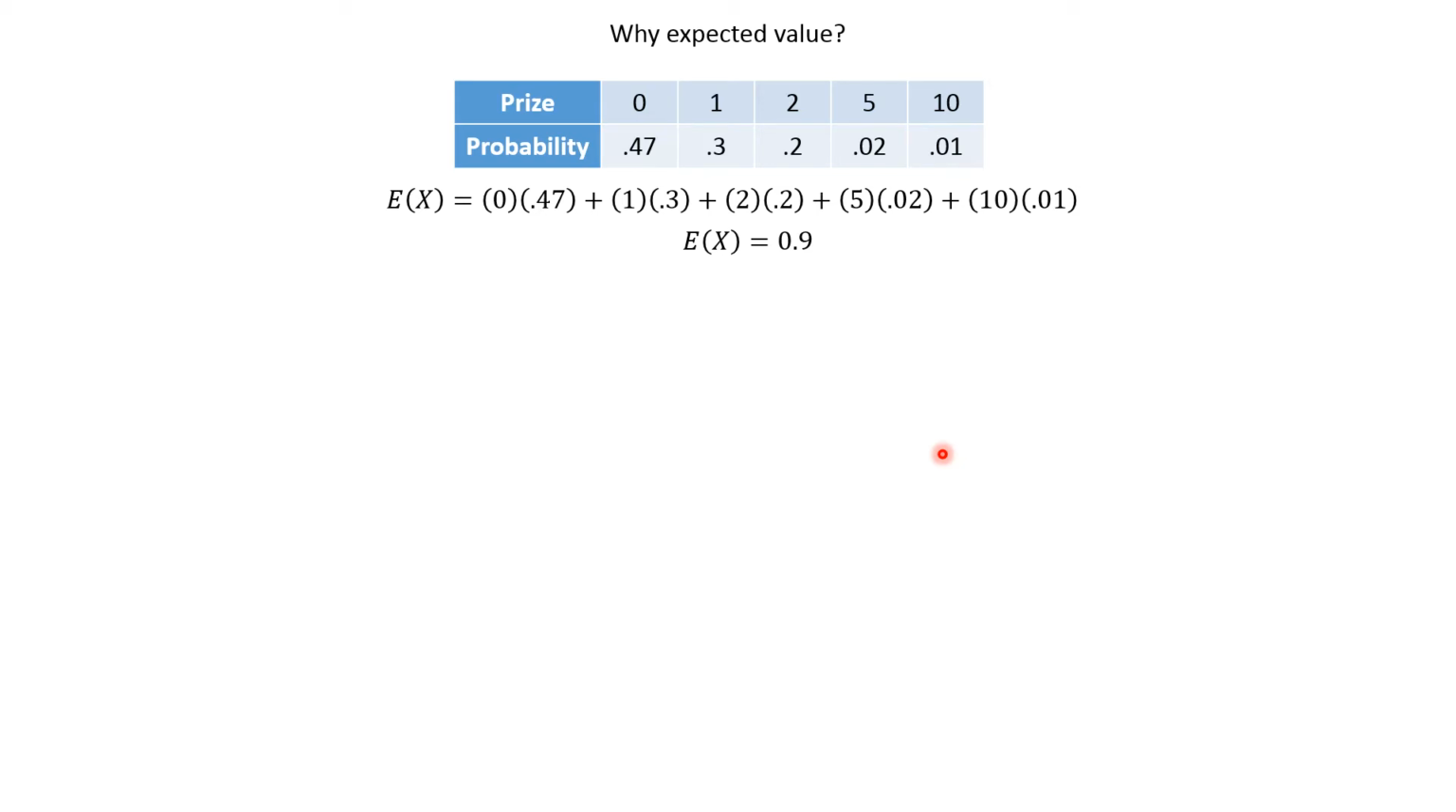Now, something I want to point out here is, can you actually win 90 cents when you play a game? No. You can win $0, you can win $1, but you can't win 90 cents. That's okay. The expected value does not have to be one of the things, which is kind of a misnomer because it's what we would expect to get. You can't get 0.9, but it's what you expect to get over the long run. Now, this game would be called a fair game if it costs 90 cents to play, because you'd expect to get out of it what you put into it.